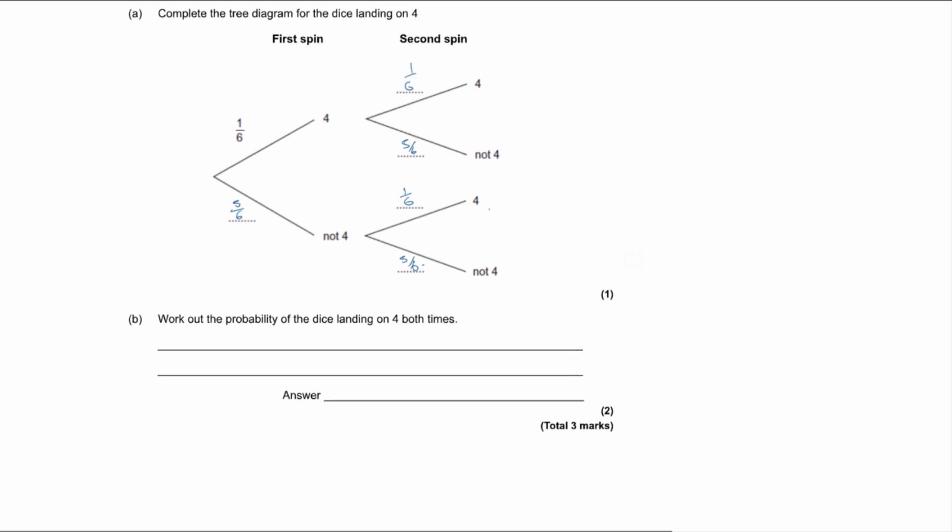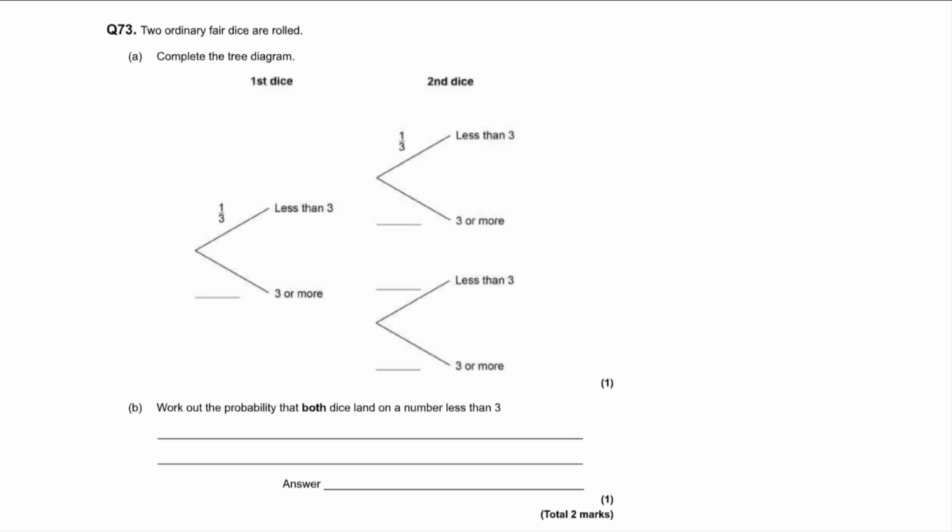Part B says, work out the probability of the dice landing on 4 both times. So 4 both times is this row and this row. Probability of 4 and 4. Now in maths, and in probability, and means multiply. So it's going to be the probability of getting 4 on the first roll multiplied by the probability of getting 4 on the second roll. The probability of getting 4 on the first roll is 1/6. The probability of getting 4 on the second roll is 1/6. You multiply that together, you're getting 1 over 36, aren't you? That's my answer, 1/36.